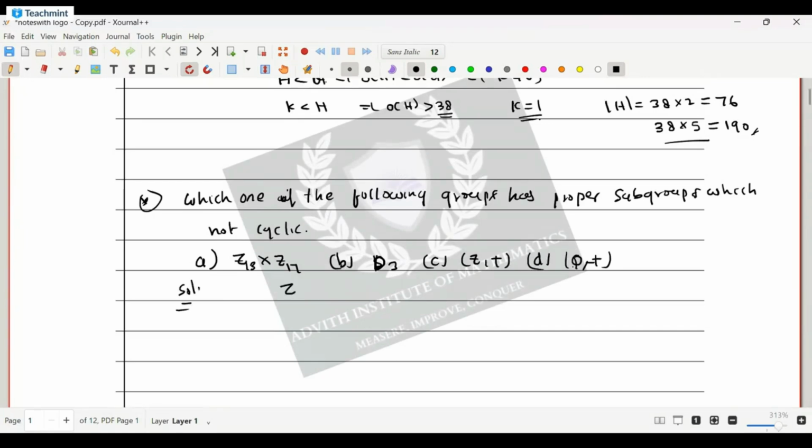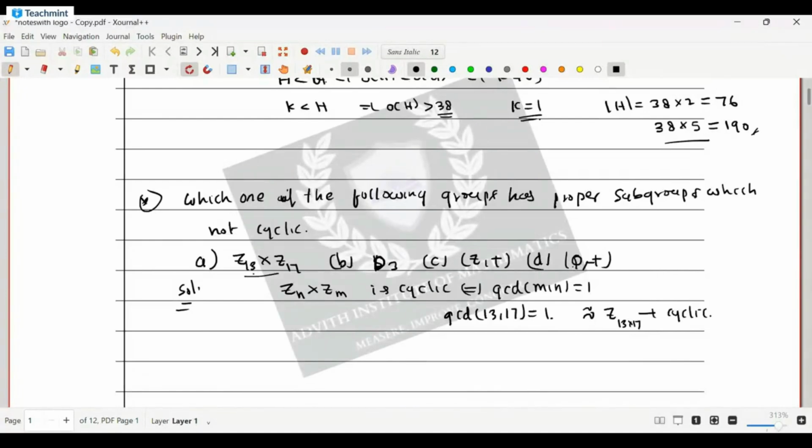We already discussed this, sir. Zn cross Zm is cyclic if and only if GCD of m comma n is equal to 1, and then it is isomorphic to Z of n into m. So here n is equal to 13, m is equal to 17. Both are prime, and GCD of 13 and 17 is 1, which is isomorphic to Z of 13 into 17. This group is cyclic.